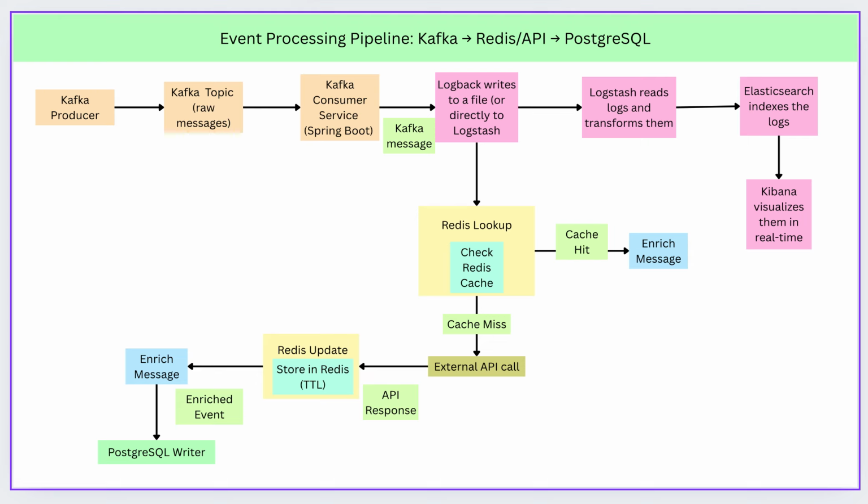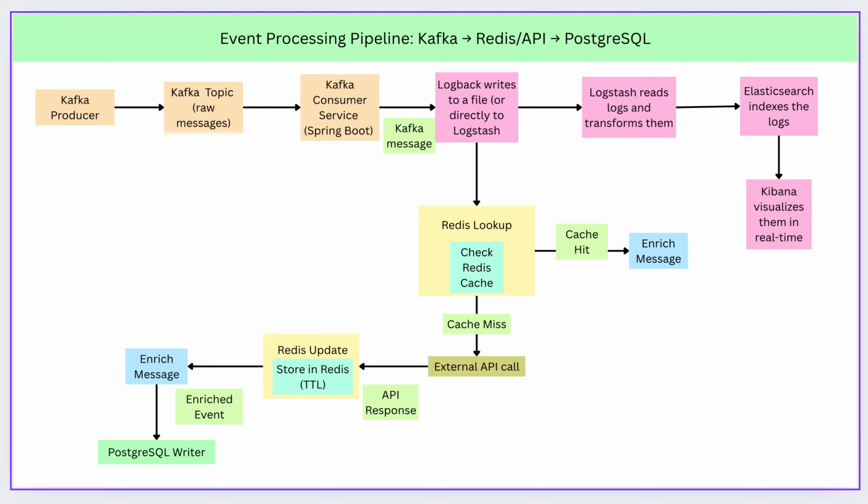So let's recap how the data flows. The producer sends a message to Kafka. The consumer reads the message and logs it. Redis is checked for enrichment data. If hit, we use it. If miss, we call the external API. Redis is updated with the new data. Original and enrichment are merged, and the final object is saved in PostgreSQL. And logs track every step of this process via Logback, Logstash, Elasticsearch, and Kibana.